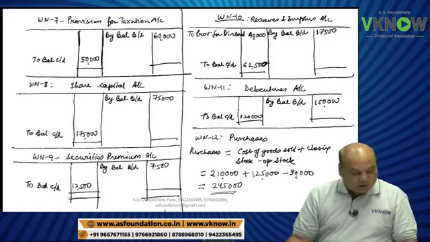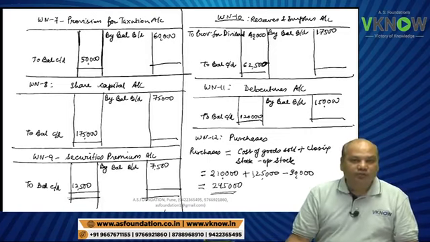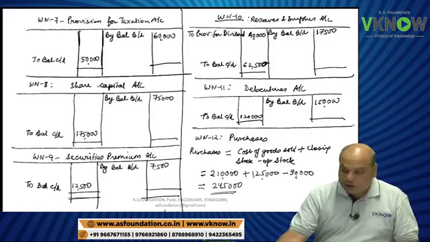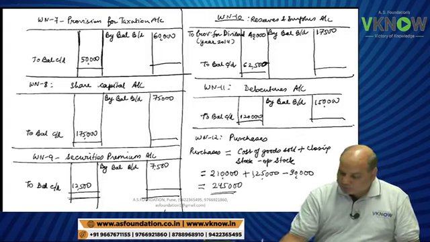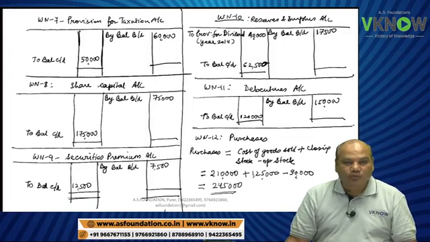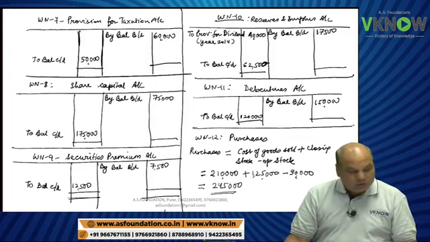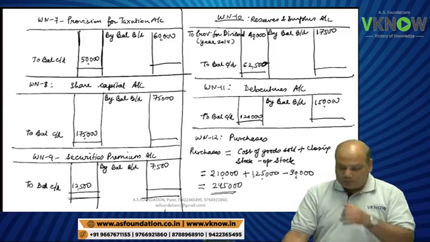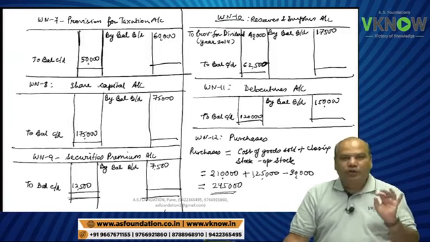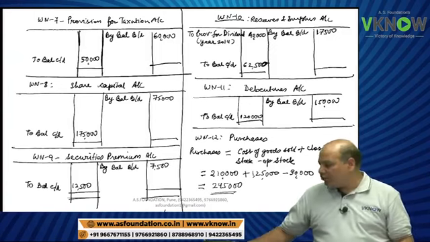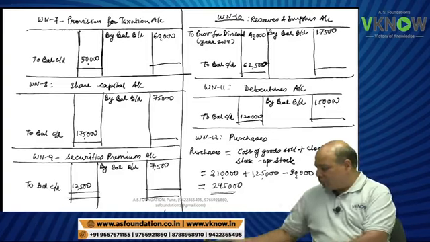In bracket you can write year 2014. This is related to year 2014. So reserve account debit, provision for dividend account credit. Done. So this completes our liability side. Do you have any question on the liability side? I am waiting for your query.